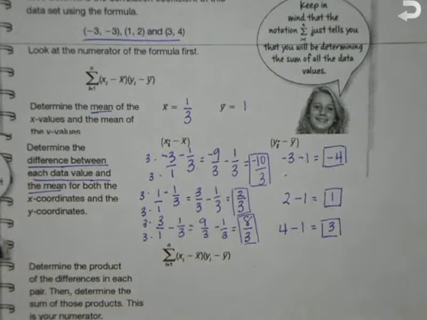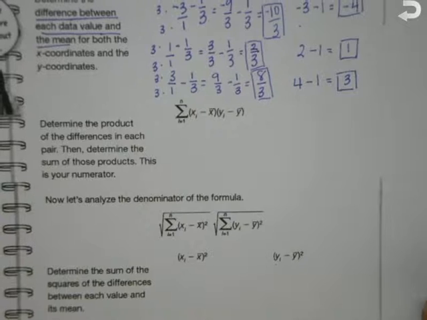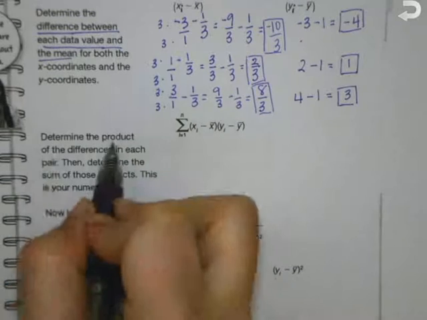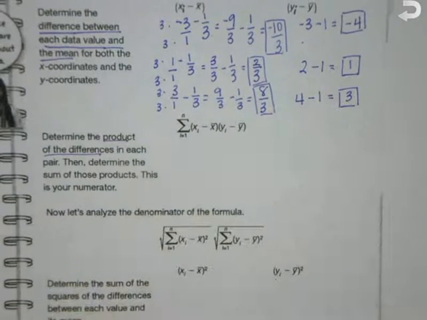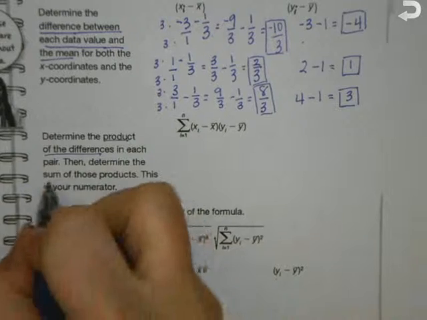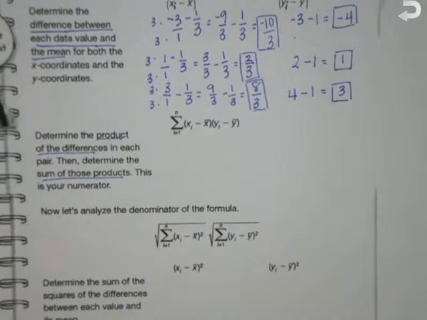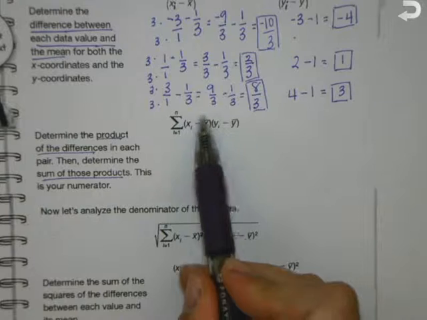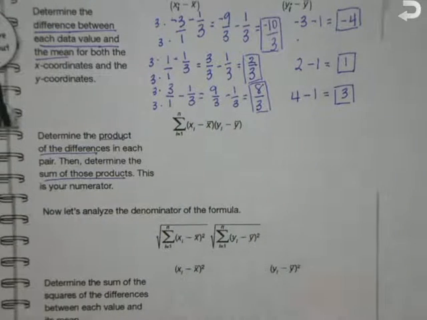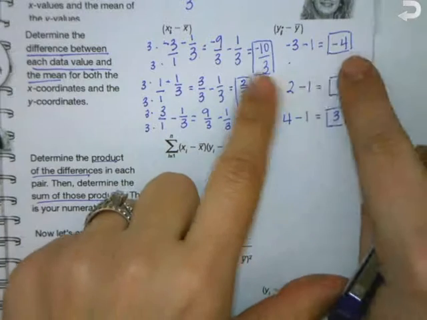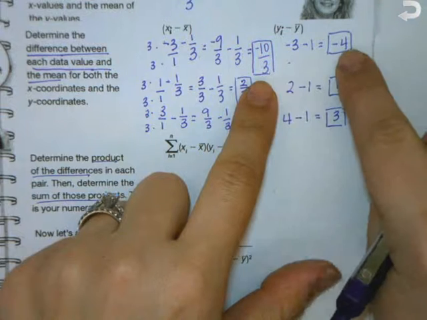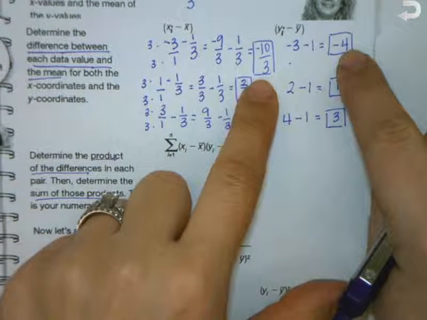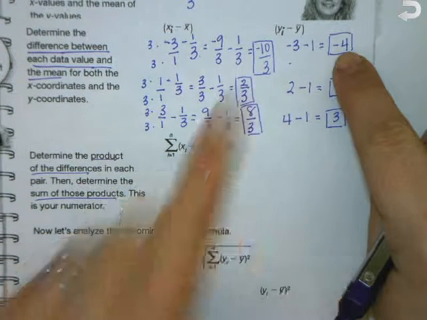The next step tells us to determine the product of the differences in each pair, and then the sum of those products, okay? So we're going to take the sum of the x differences times the y differences, and it's going to be the corresponding one. So we're going to multiply -10/3 times its y correspondent, which is -4. But we're going to add them all up together.